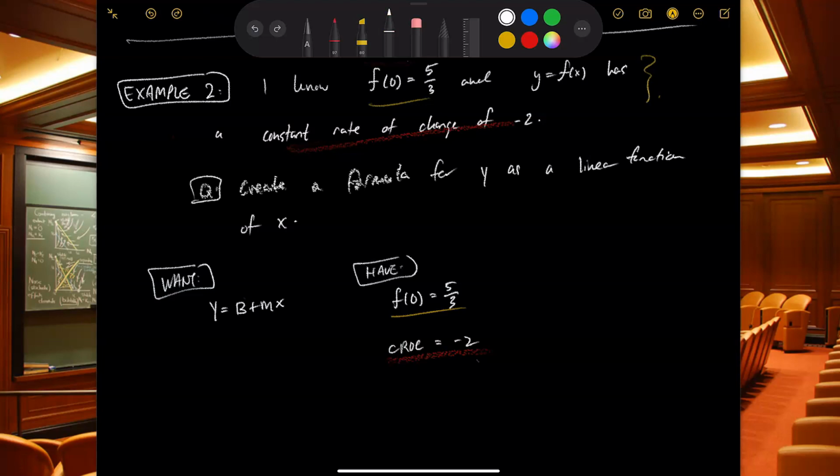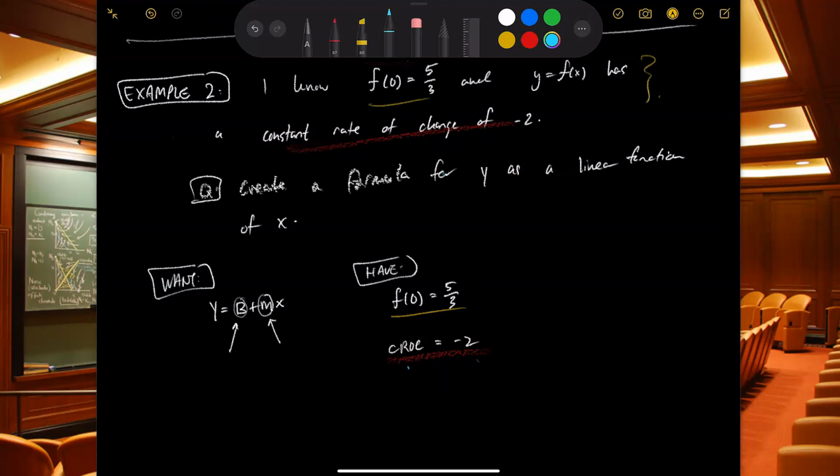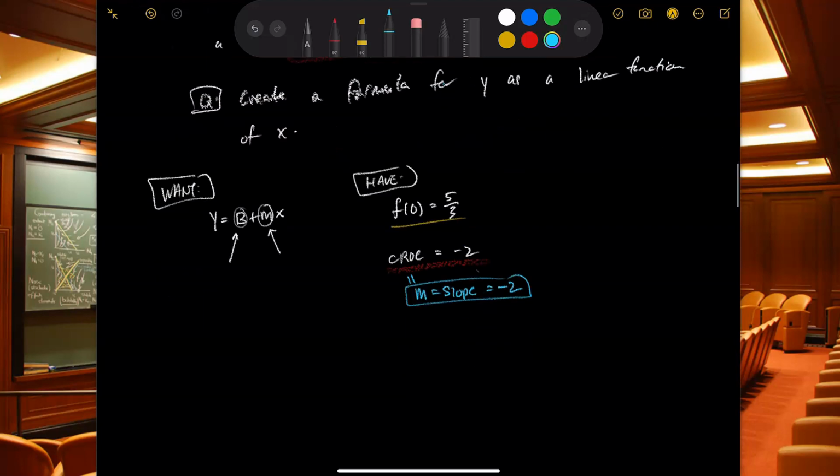So, we want b and we want m. We want the vertical intercept and we want the slope, or the constant rate of change. Well, I just said the magic word, right? Constant rate of change. This equals the slope. And so we know that this equals -2. So right here I already have my slope value. So I know I'm looking at b minus 2x. And so now it's really just left up to find what b is.